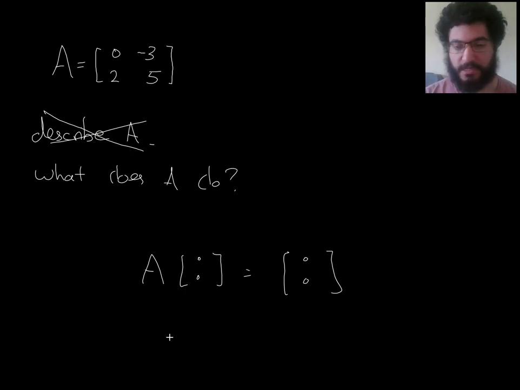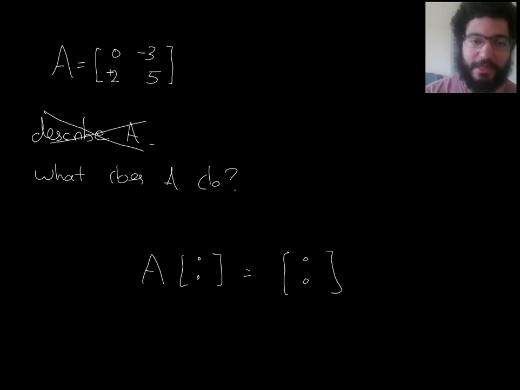So let's say I want a one-sentence description of what A does. What does this matrix do to vectors? Well, I guess you could do something like this. You could respond by saying, given a vector, A will take the second component of that vector, multiply it by -3, and make that the first component of the new vector, and then it will take the first component of the old vector, multiply that by 2, and add that to the second component of the old vector multiplied by 5, and then add the results together, and that will be the second component of the new vector.